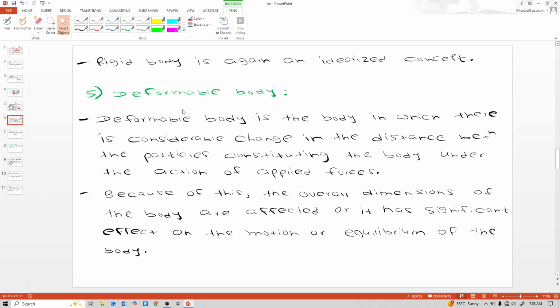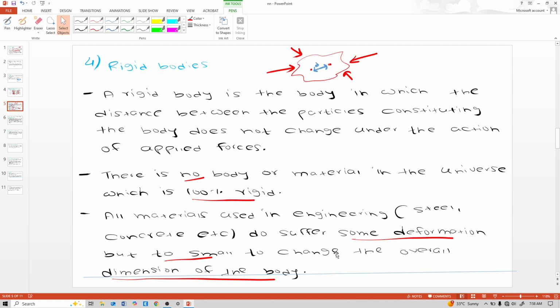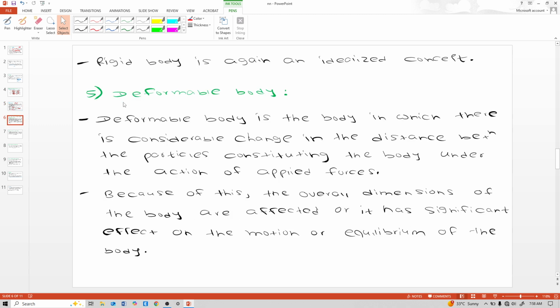So, what is deformation? Here we saw that deformation. So, in our fifth point, deformable bodies. A deformable body is the body in which there is a considerable change in the distance between the particles constituting the body under the action of forces. So rigid body and deformable body are totally reverse concepts.